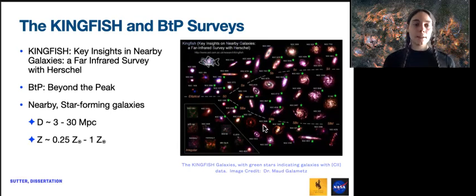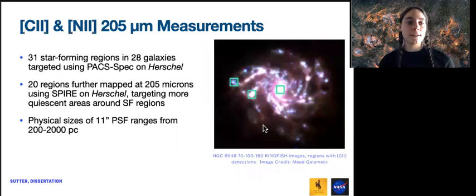All of the galaxies in the sample are, like I said, pretty nearby. So the furthest ones are about 30 megaparsecs away, and they all have pretty typical metallicities, so typical amounts of heavier elements for nearby galaxies. BTP was a follow-up survey. It stands for Beyond the Peak. So I'll discuss that in a second.